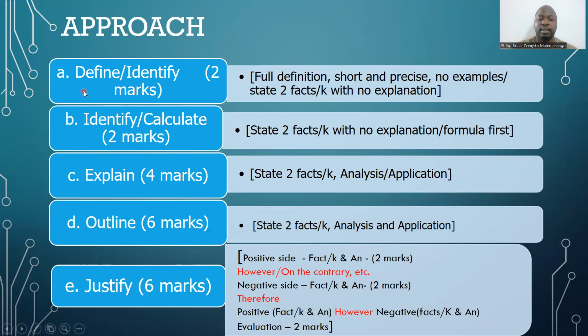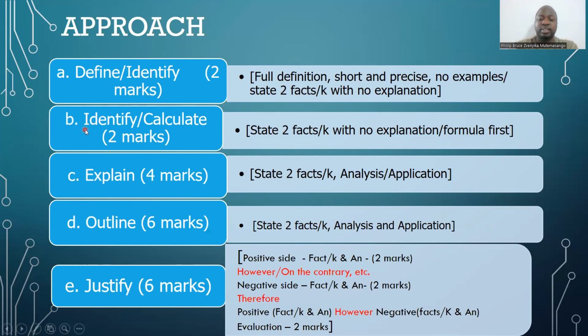Part A, mostly, calls for you to define a business terminology. So you need to provide a full definition, which is short and precise with no examples, as there are no marks for examples in such a case. And in some cases, you may be asked to identify 2 ways of production, 2 ways of motivating employees, and if the question says identify, you need to state the facts with no explanation, and that will allow you to get the 2 marks.